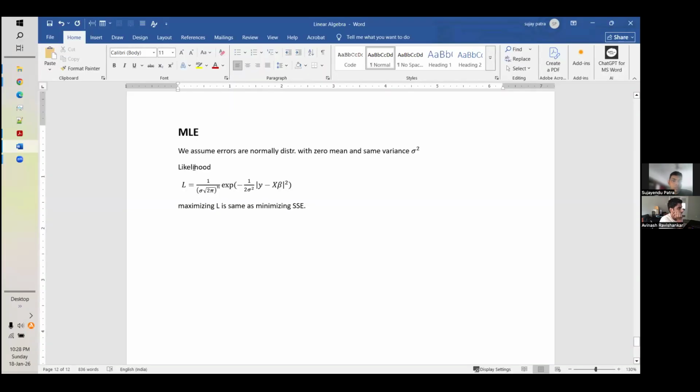Okay. So if we write down the likelihood using the normal distribution, then it turns out like this, where we have the y minus x beta norm square term again. So the point is that sigma square can be either known or unknown. Now, if it's known, then beta is the only unknown in this equation.